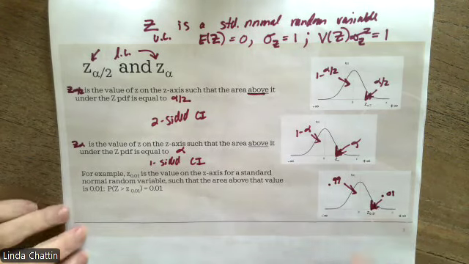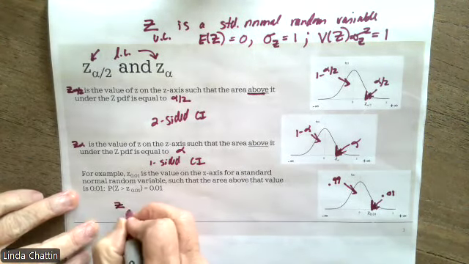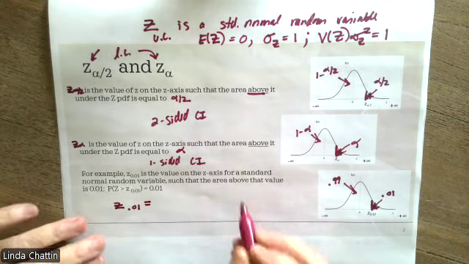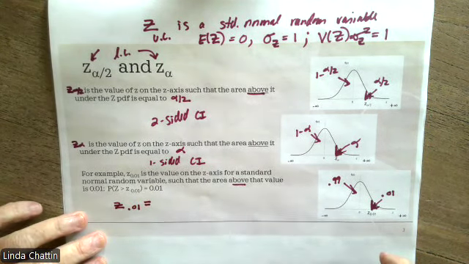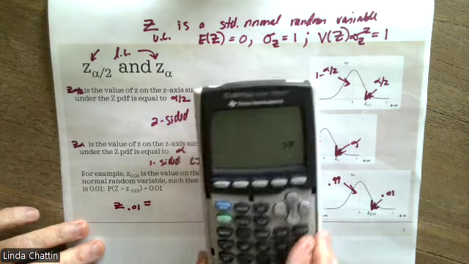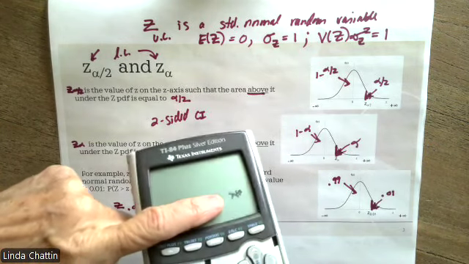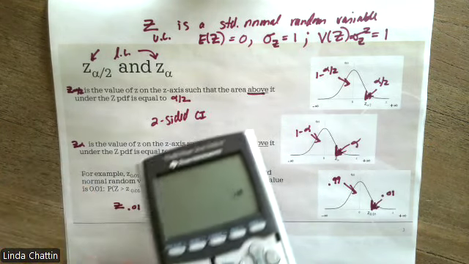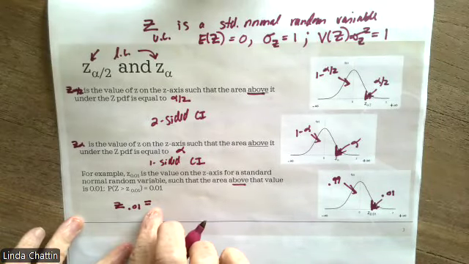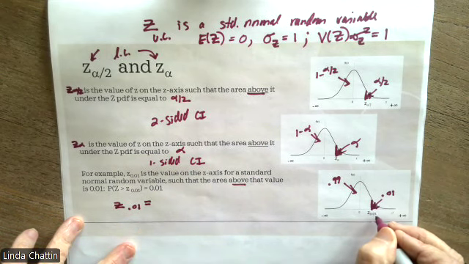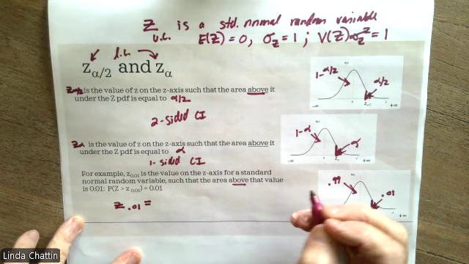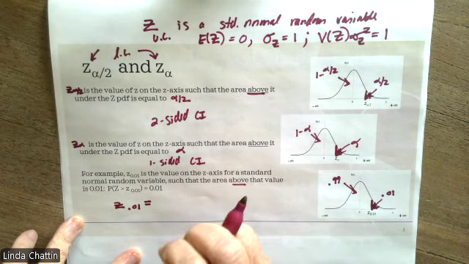So for example, this is z 0.01. That is the value such that the area above is 0.01. Now in my calculator, which is an old school TI-84 with some pixels that are definitely on their way out, kind of looks like a Trojan horse, doesn't it? So if I wanted to get this value on the z-axis such that the area above was 0.01, my calculator requires that I give it the area below.